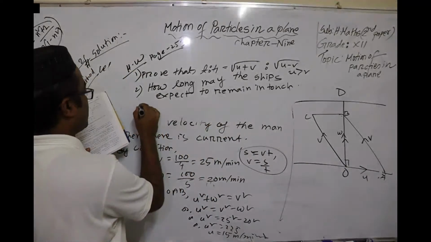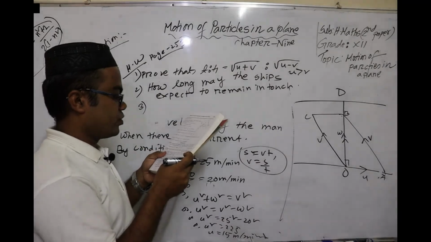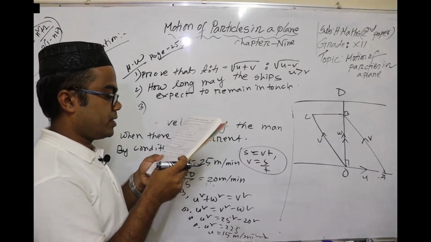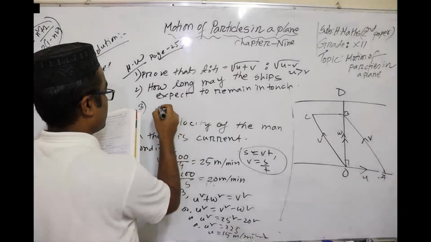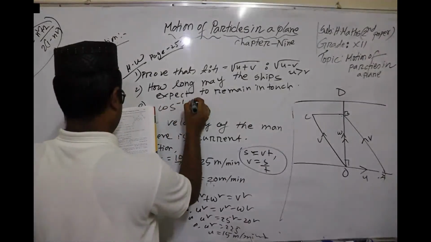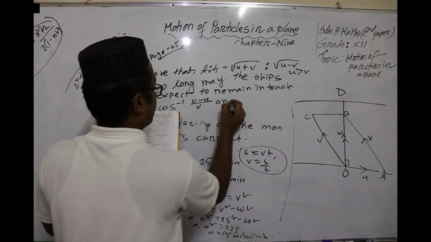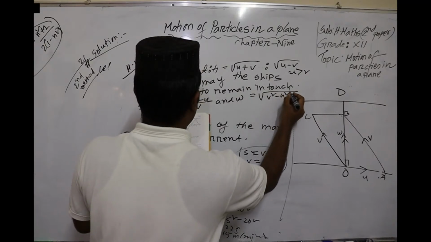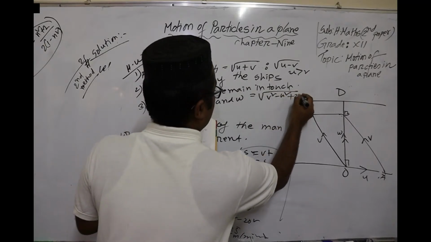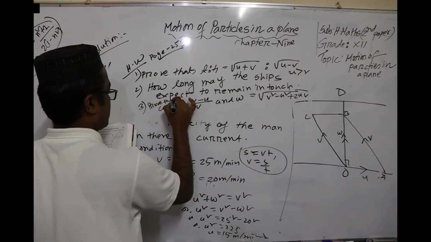Okay, exercise 9a. The resultant of two velocities u and v at a point is w. Show that the angle between the two velocities is cos inverse of (v minus u) by v, and w equal to root of (v square minus u square plus 2uv). This one you need to prove.